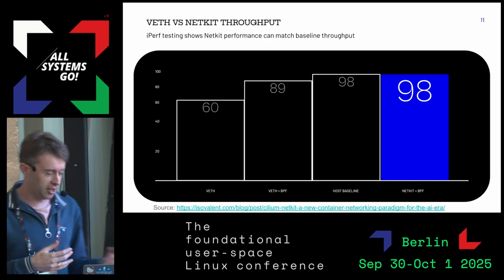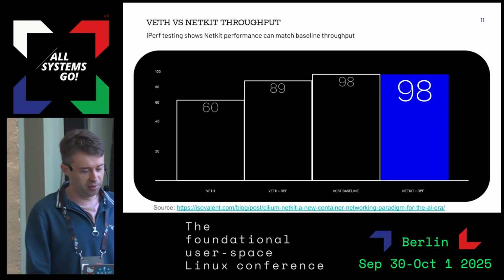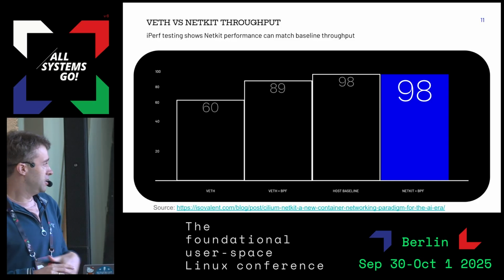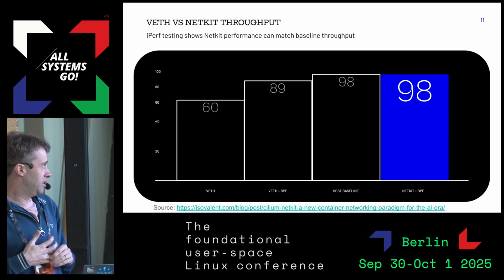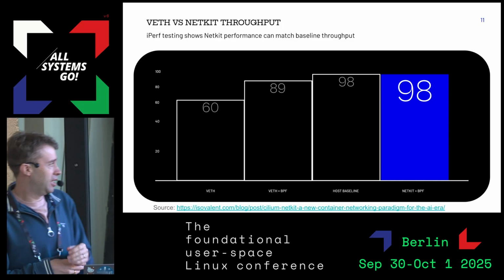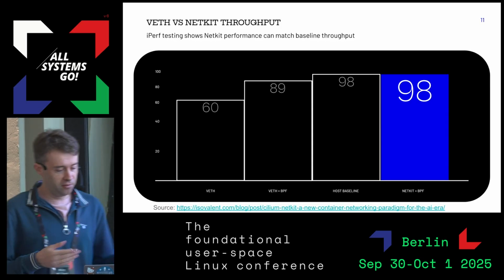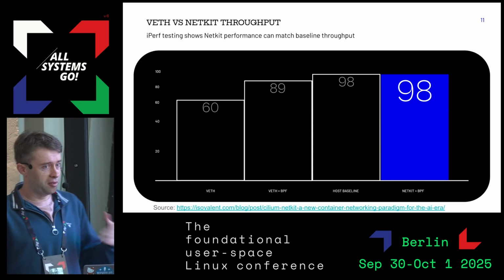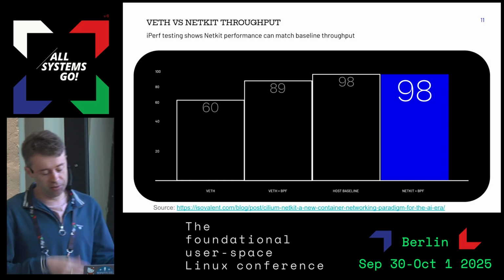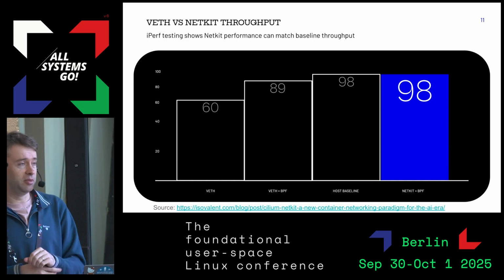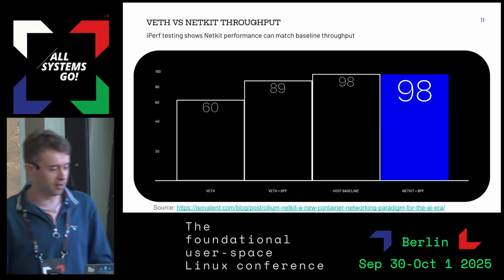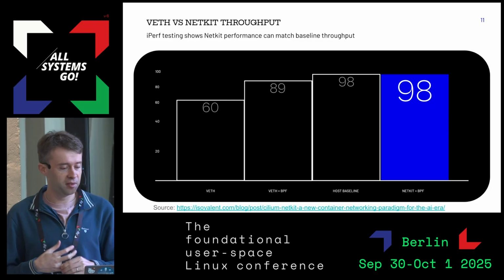So in practical terms, what this means is with VETH, you can see on the far left here, if we use an imaginary 100 megabit adapter, with VETH we were only able to get about 60 megabits per second out of that adapter. So essentially, it's about 60% of the host baseline performance.